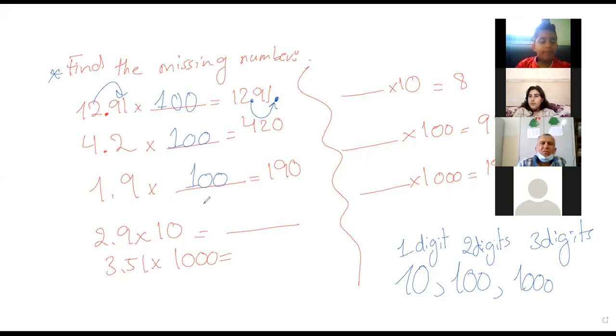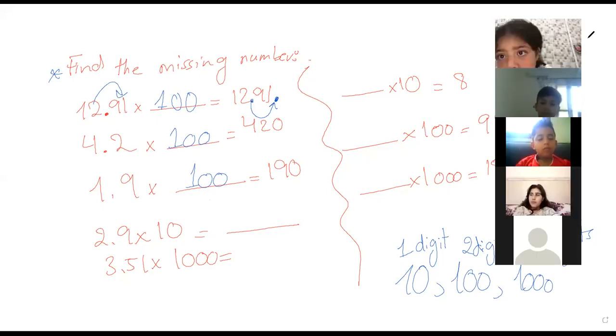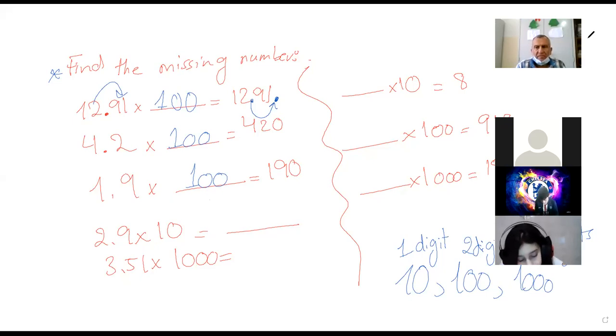Next, Liana. Now you have to multiply 2.9 by 10. 2.9 times 10, you will find the answer. What shall I do here, Liana? I told you two ways. Did you remember?